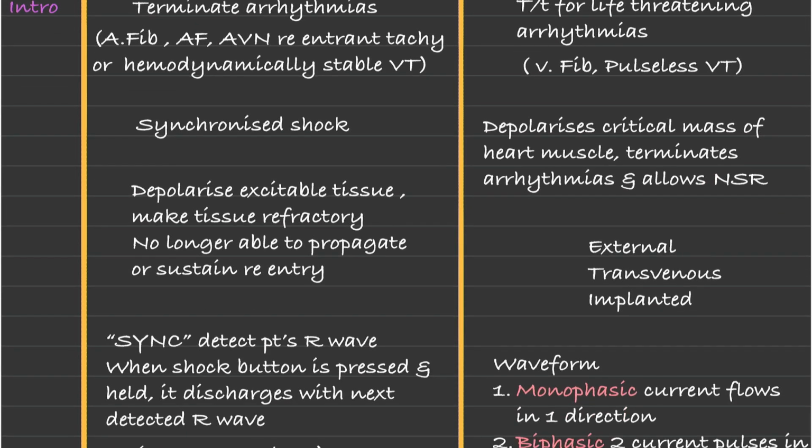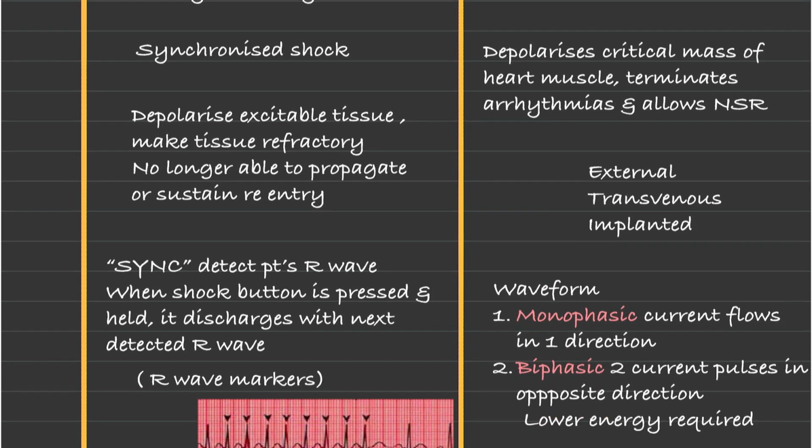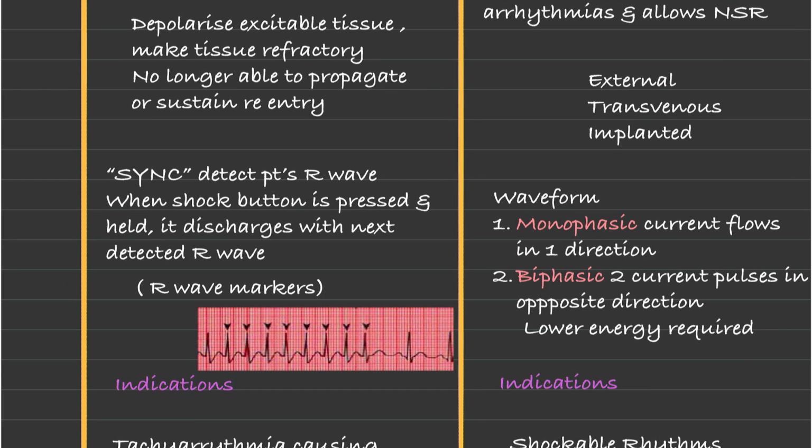It can be delivered by external defibrillators, by transvenous defibrillators, and by implanted cardiac defibrillators. It can be monophasic or biphasic. Monophasic current flows in a single direction. In biphasic, current flows from the negative electrode to the positive electrode and then reverses back. This bidirectional flow of current leads to lower energy requirement. It is safe and there are fewer chances of burns.